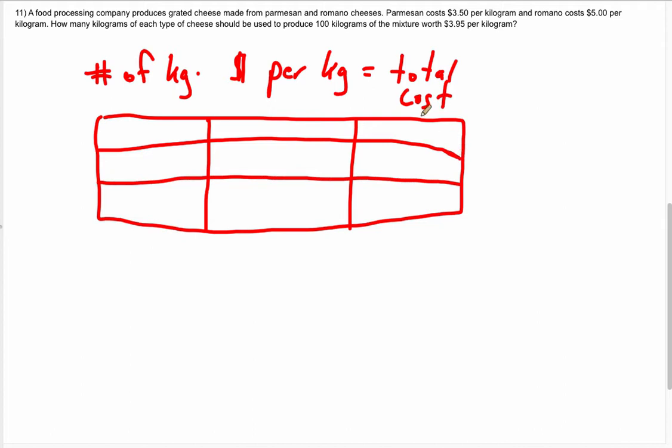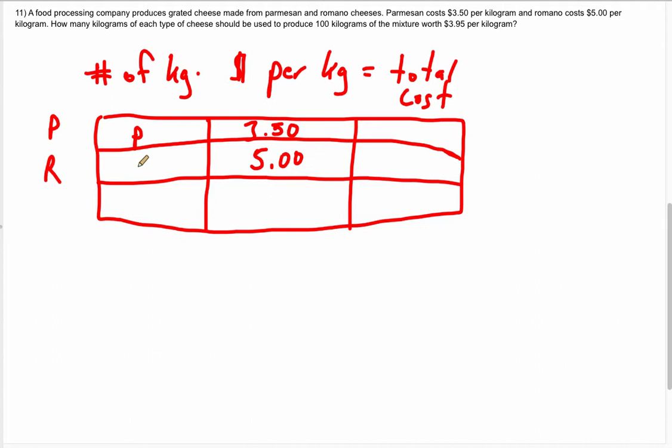Okay, so we're talking about Parmesan and Romano, P and R. A food processing company produces grated cheese made from Parmesan and Romano. Parmesan costs $3.50 per kilogram, and Romano costs $5 per kilogram. How many kilograms of each type?